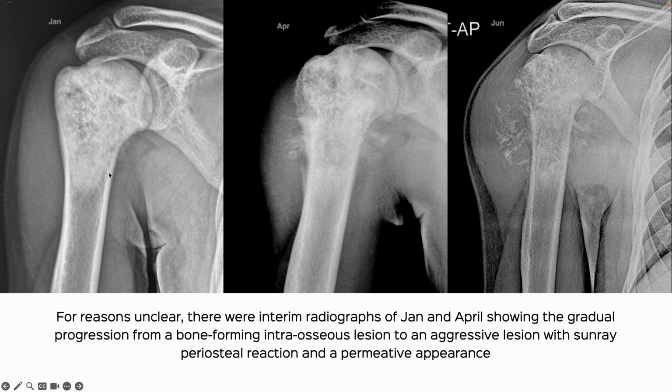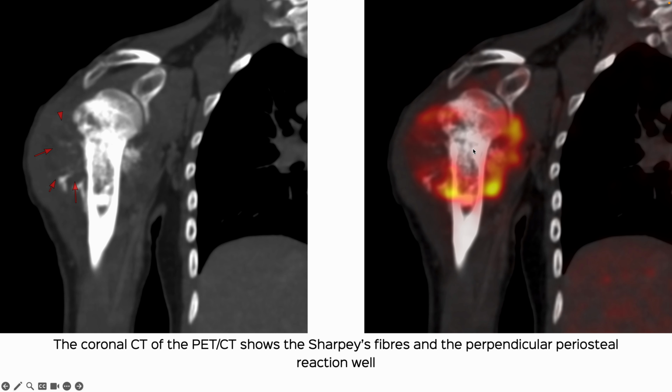It was so unusual for this patient that you have in January a radiograph showing an intraosseous lesion. There's a little bit of periosteal reaction medially. And then in April, the sunburst appearance has already started, and then it's progressed significantly in June. I'm not quite sure what happened during this time because I don't have all the history. But this is, in a way, a bit of a tragedy, isn't it? Because things would have been so much easier to handle in January as compared to now.